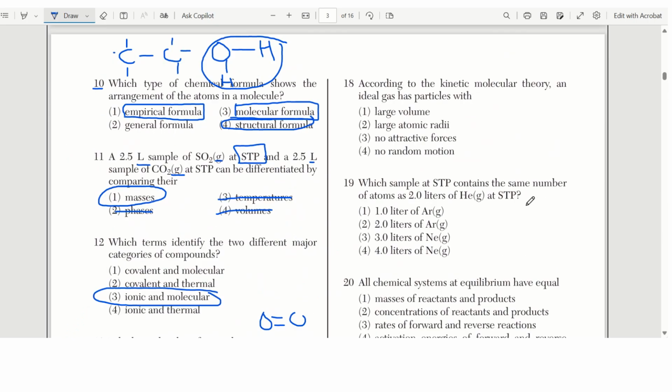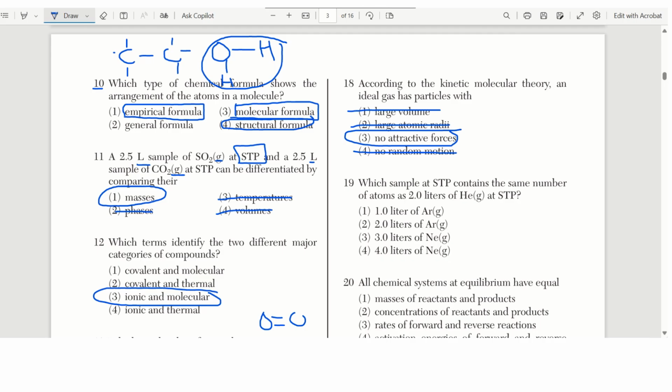Okay. Number 18. According to the kinetic molecular theory, an ideal gas has particles with large volume, no, tiny volume. Large atomic radii, no, tiny. No, oh yes, no attractive forces, no random motion. That is absolutely not true. They do have random straight line motion.